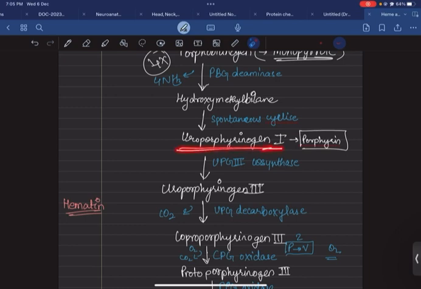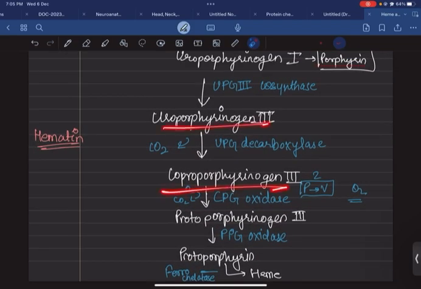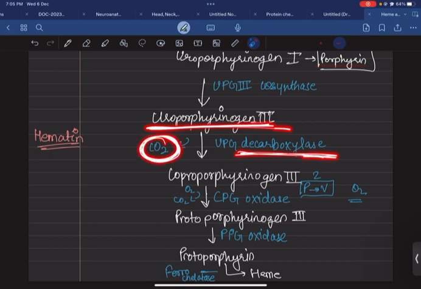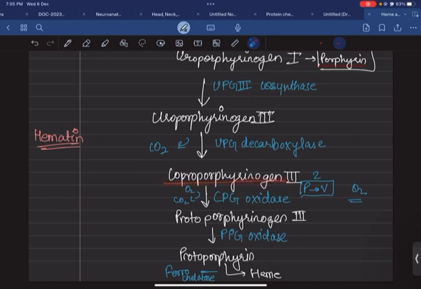Now this will be acted upon by UPG3 cosynthase to convert it into type 3. We want to convert it into type 3, which is symmetric to asymmetric. Now this is the most biologically important form, because after this all of the compounds formed are of series 3, and the enzymes also act only on type 3. Remember this. So uroporphyrinogen 3 will be decarboxylated, removal of carbon dioxide, to form coproporphyrinogen 3. Coproporphyrinogen 3 will be oxidized by CPG oxidase to form protoporphyrinogen 3. Protoporphyrinogen again oxidized to form protoporphyrin.